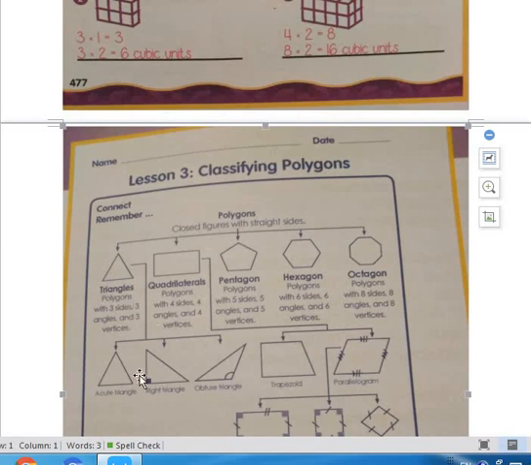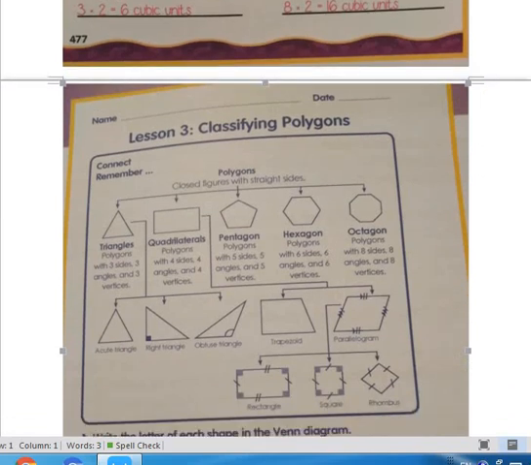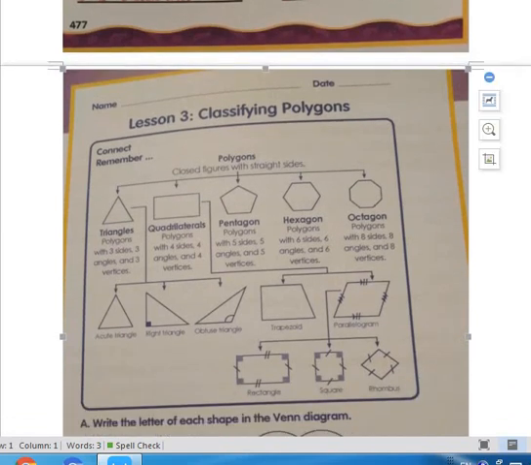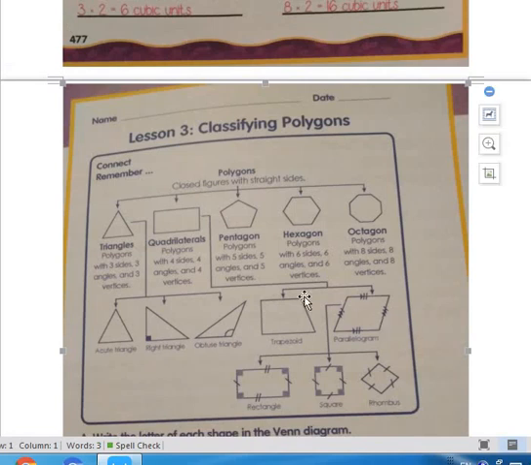I have here the triangle, as I told you: acute, right, and obtuse triangle. I have here the quadrilaterals: trapezoids and parallelograms. I have right trapezoids and trapezoids. So I have here trapezoids and parallelograms.